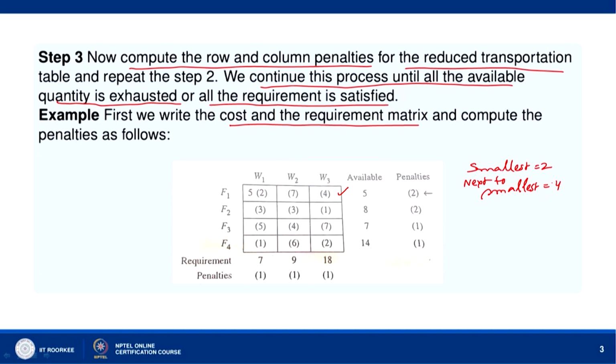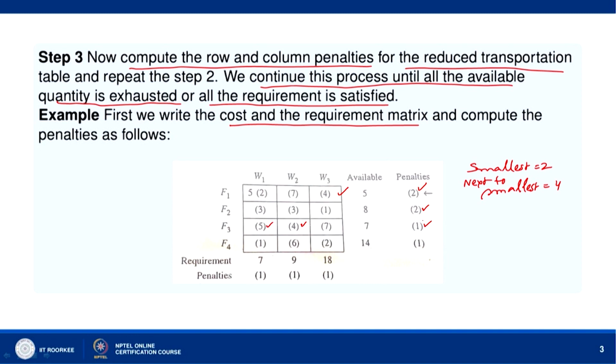Okay. So, the difference is 2. So, we write this 2 in the bracket. In the second row, smallest is 1, next to smallest is 3. Okay. So, the difference is 2. In the third row, smallest is 4, next to smallest is 5, and the difference is 1.